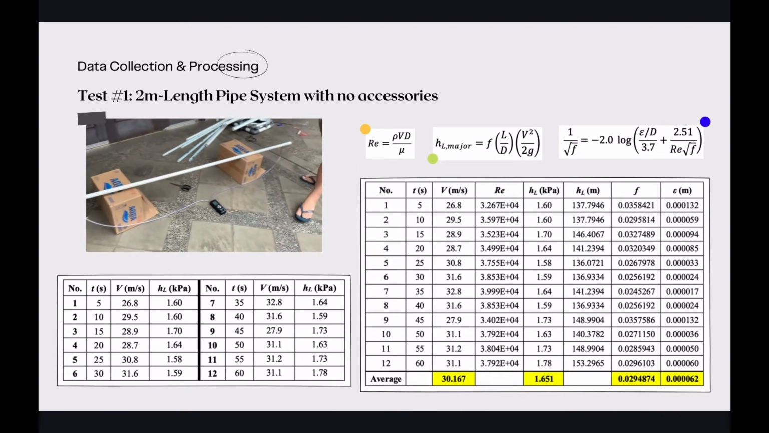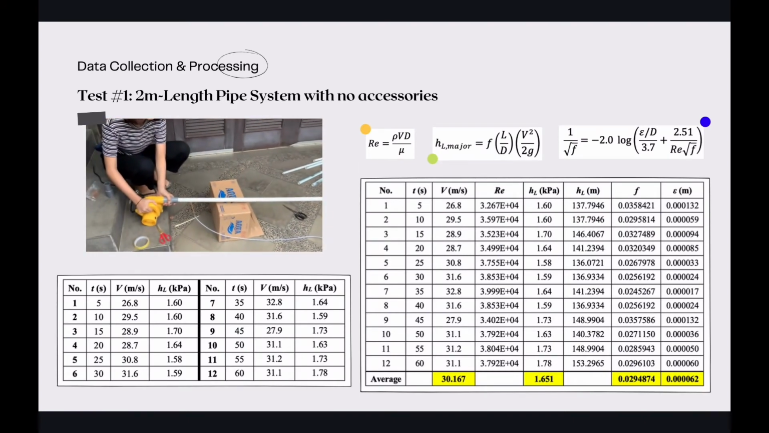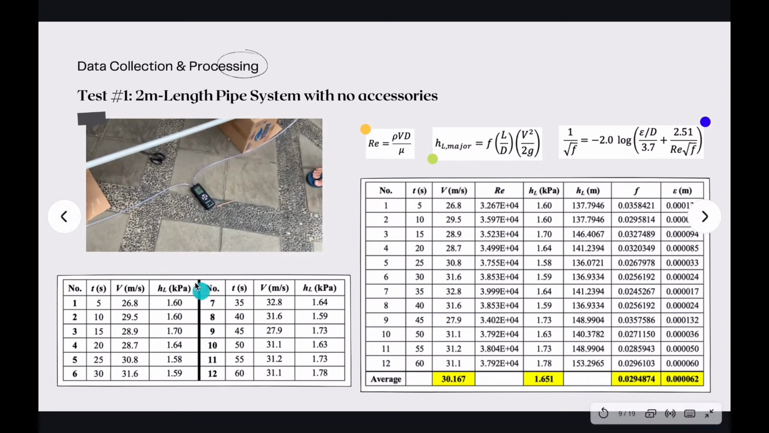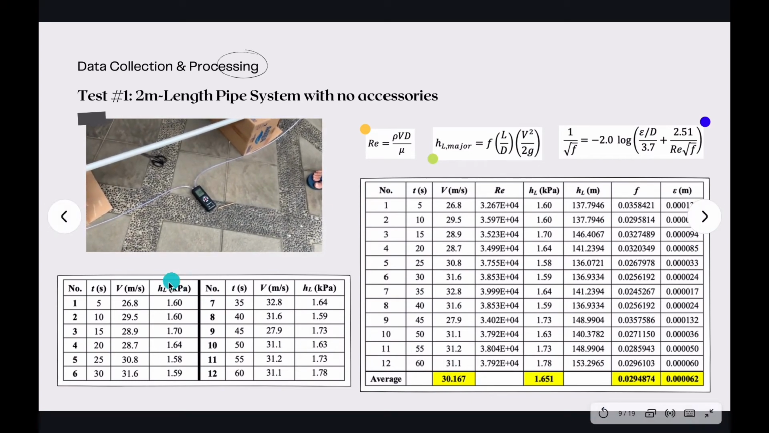The first test was conducted to find the friction factor and the equivalent roughness of the pipe. The manometer reads the head loss of the testings in kPa, so all head loss readings are converted into meters.